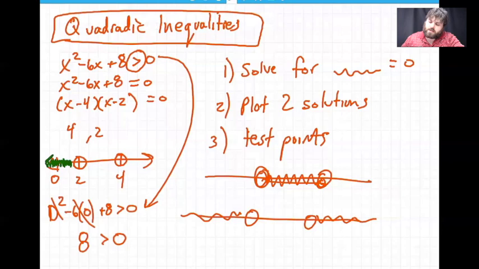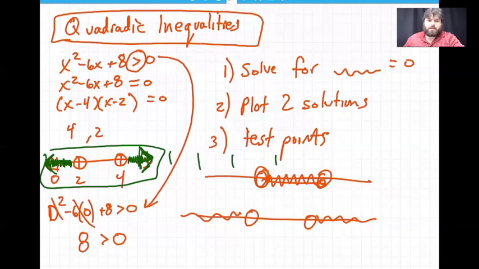So I shade everything to the left here, and then I shade everything to the right. Now, if you weren't sure, you could test a point like 5. 5 is also going to work, 10 is going to work, 100 is going to work. Everything over here is going to work. What's not going to work is this region in between. That's not going to work. So this is going to be the graph of my solution.